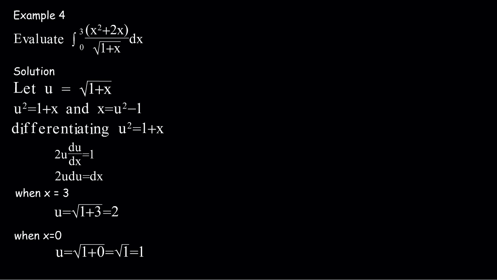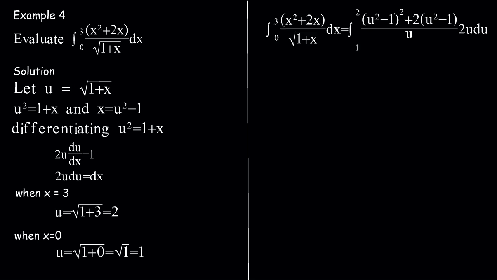Now, applying all this substitution in our original expression, we are left with the integral of s squared plus 2s divided by the square root of 1 plus s ds, our upper limit being 3 and 0, will be equal to the integral from 1 to 2. Now everywhere we have s, we'll be substituting it for u squared minus 1.